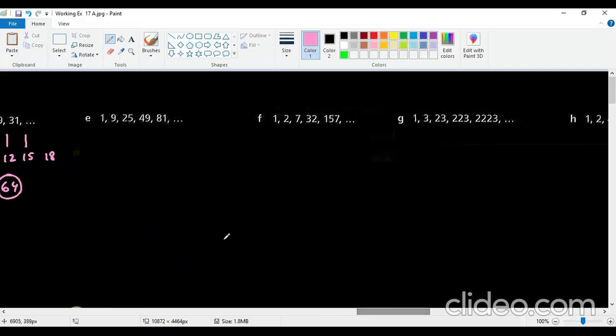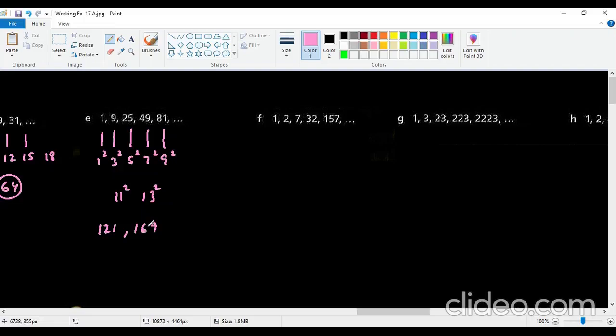Now for E, I can see the differences are squares. This number you're getting by 1 square, this number by 1 square, this number by 3 square, this number by 5 square and 7 square, and this one by 9 square. So 1, 3, 5, 7, 9, and then comes 11 square and then 13 square. So the next terms are going to be 121 and then 169.